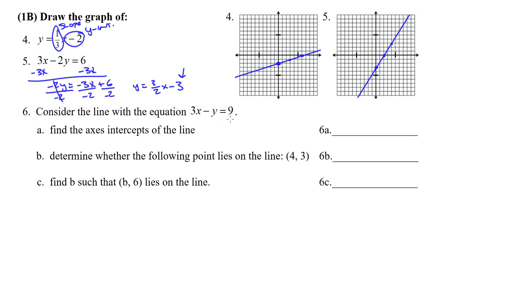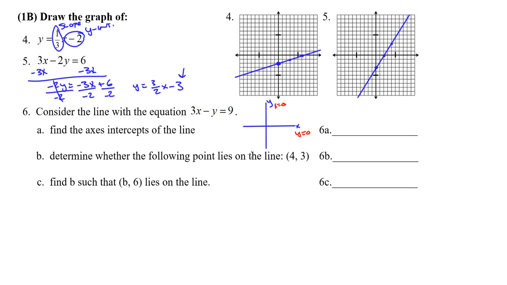6 then. Consider the line with the equation 3x minus y equals 9. Find the axes intercepts of the line. Just to kind of remind you, let's say here's our x and here's our y. All along the x-axis here, we have not gone up or down at all, so y equals 0. Okay, all along this x-axis, y equals 0. And same idea, all along the y-axis, we haven't moved left or right, so x equals 0 when we're looking for the y-intercept.